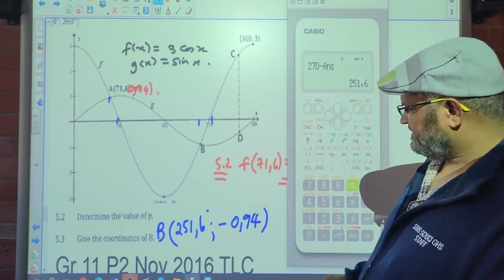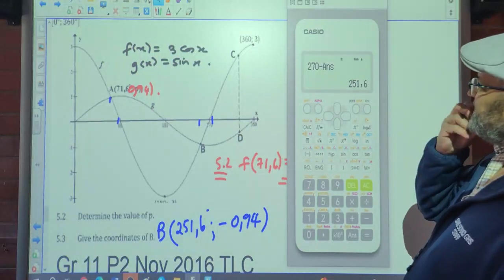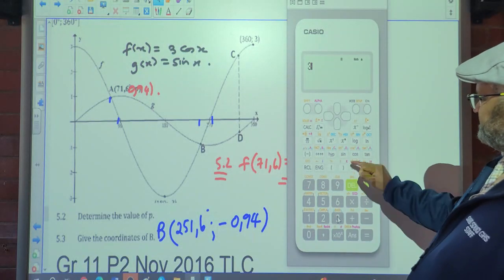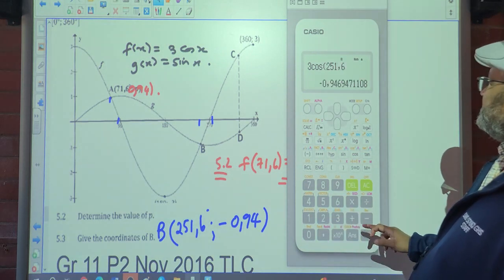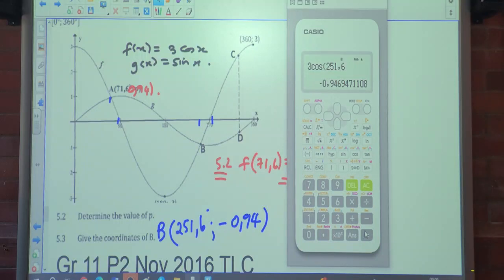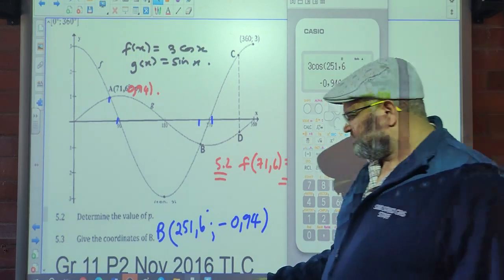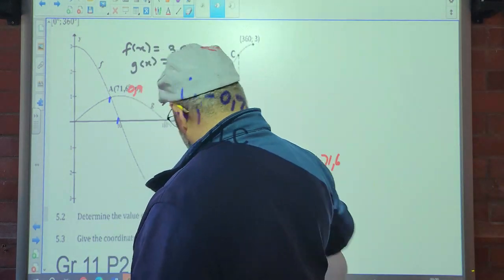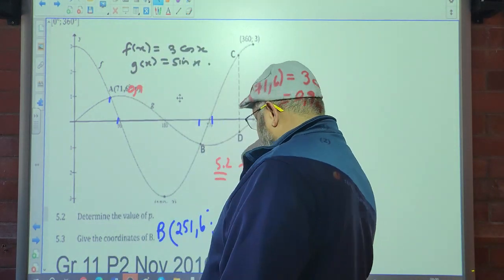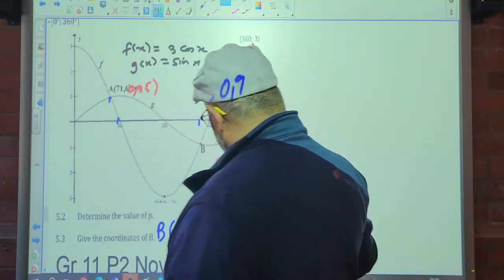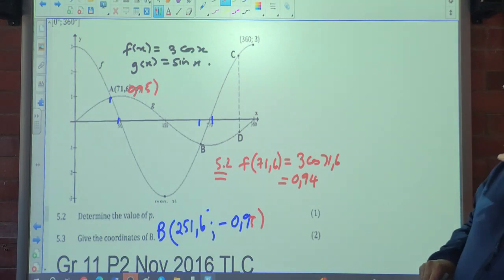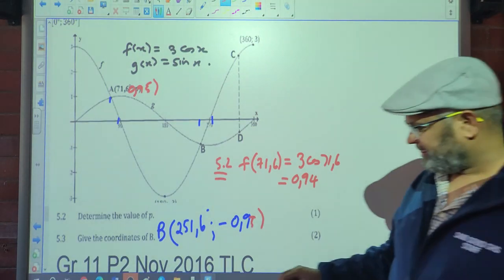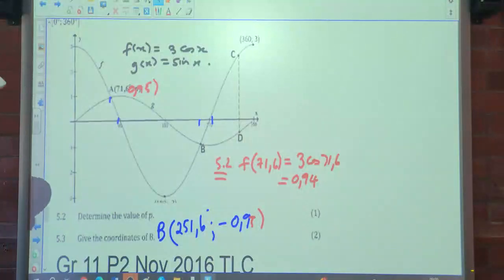Okay, you can test it. Say 3 cos of 251.6. Okay, as you can see, it's negative 0.95. It's actually 0.95 in both cases. Okay. Is there any confusion there? Let's go to the next question.